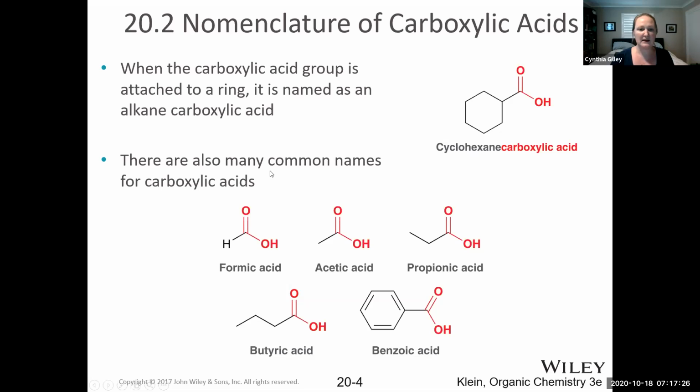There are many common names for simple carboxylic acids, such as formic acid and acetic acid, propionic acid. And just so you know, in IUPAC, these would also have names. This would be methanoic acid, ethanoic acid, and propanoic acid. So it's often confusing because propanoic acid and propionic acid are actually very similar names, but one is IUPAC derived and the other one is a common name that's IUPAC accepted. We also have butyric acid, also known as butanoic acid, and benzoic acid, which you guys have seen before.